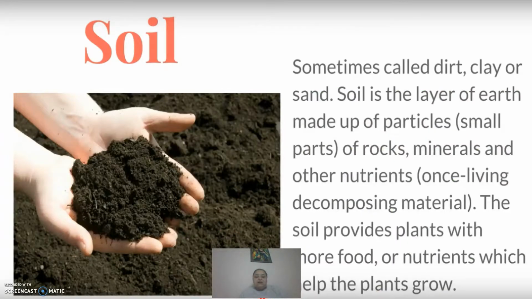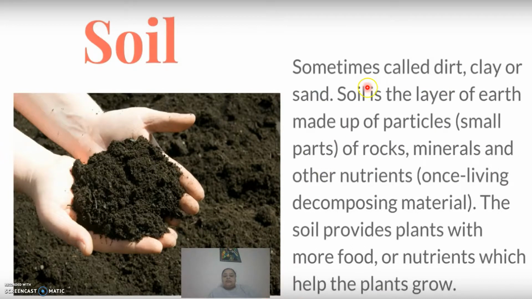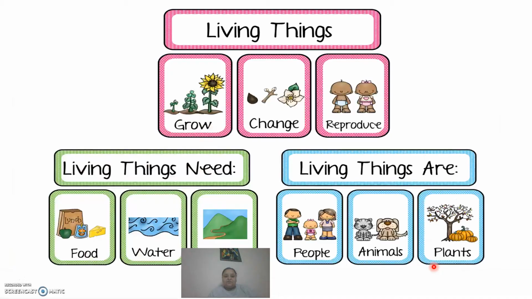Next thing that the plants need is soil. Sometimes soil is called dirt, clay, or sand. Soil is the layer of earth made up of particles of rocks, minerals, and other nutrients. They are all found on the earth's surface. And these nutrients are once living decomposing material of plants and animals. The soil provides plants with more food or nutrients, which helps the plants to grow.